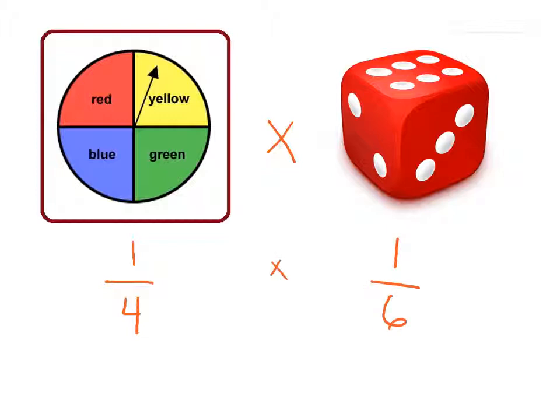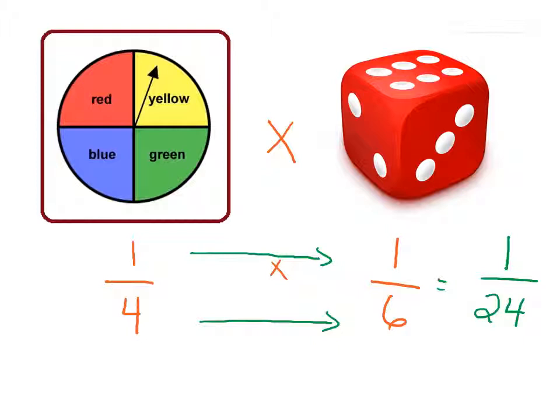Now, I find multiplying fractions easier than adding or subtracting because you don't need to find a common denominator. You can just multiply straight across and multiply straight across. So 1 times 1, 4 times 6. Your odds of getting yellow and rolling a 6 are 1 out of 24.